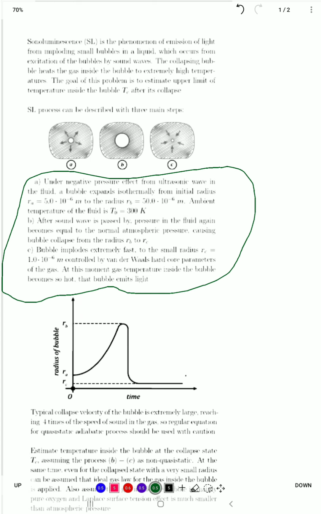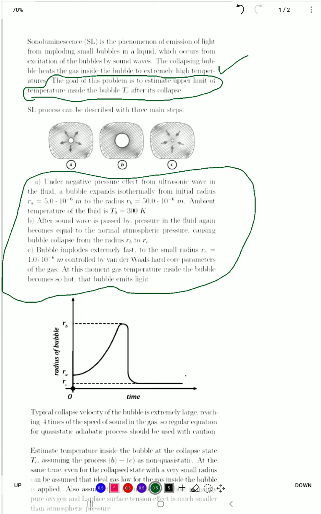So here you can see sonoluminescence is the phenomenon of emission of light from imploding small bubbles in a liquid, which occurs from excitation of the bubble by sound waves. The collapsing bubble heats the gas inside the bubble to extremely high temperatures. The goal of this problem is to estimate the upper limit of the temperature inside the bubble after its collapse. So we have to find the temperature. The SL process is described with three main steps.